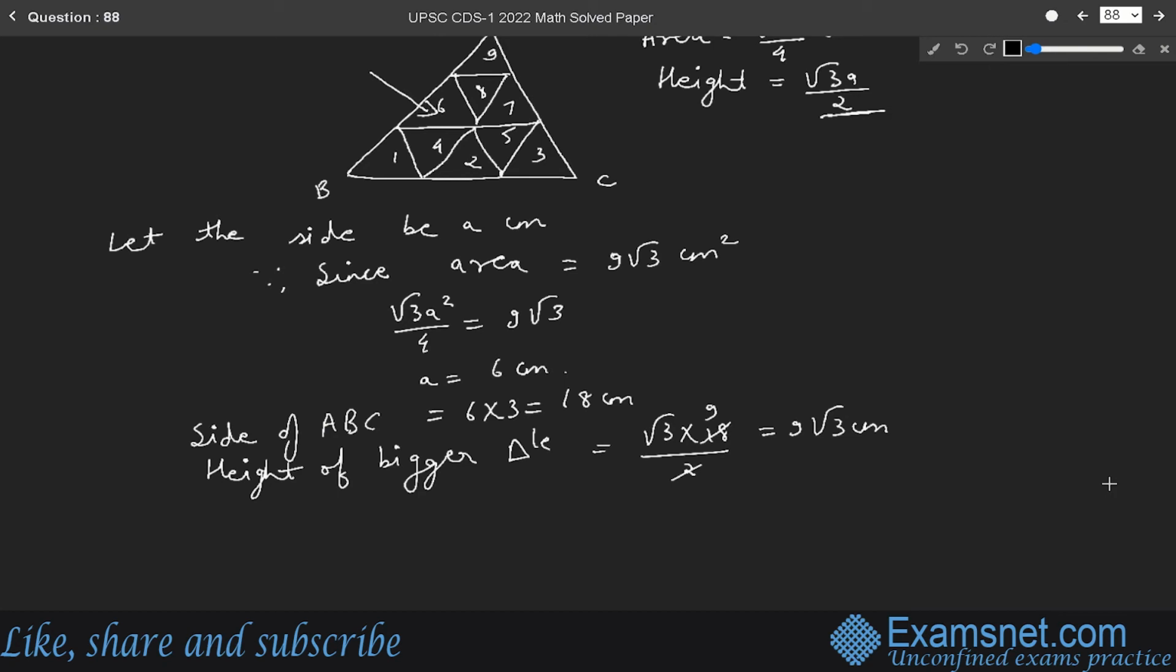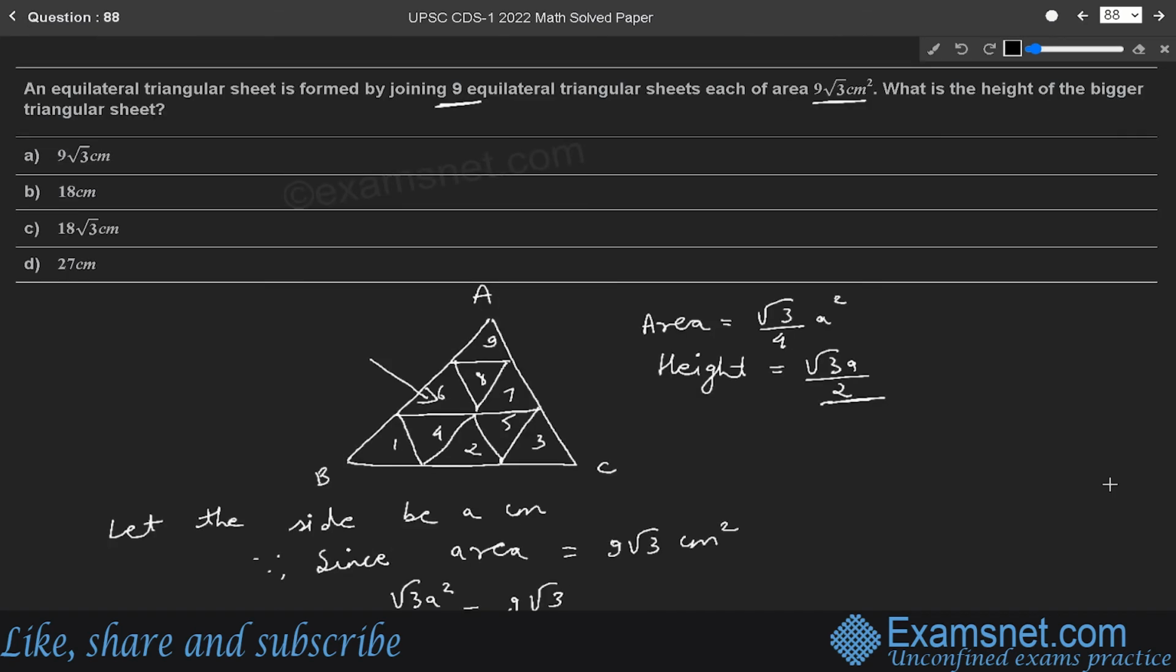I hope this question is clear to you. First we have to make the required diagram here, and we can see that there are 9 equal triangular sheets. So we have to find the area for this given ABC, or by using the area which is given for the smaller triangular sheet, we can find the height of the bigger triangle. So the correct option for this question is 9 root 3 centimeter.